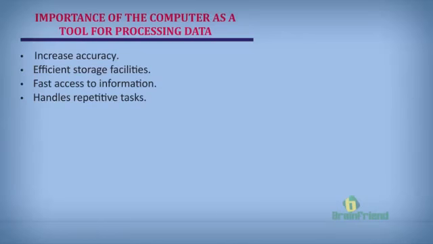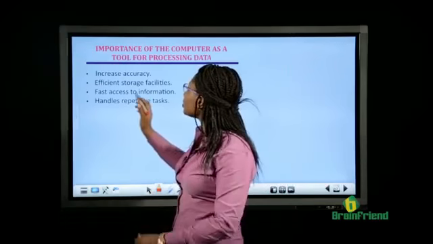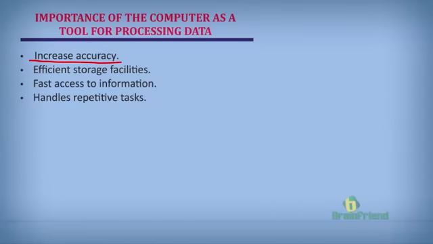The computer is an important tool for data processing. Now we'll look at why the computer is an important tool for data processing. The first reason is that it has increased accuracy. The computer is very accurate. That's why it is important for processing data.